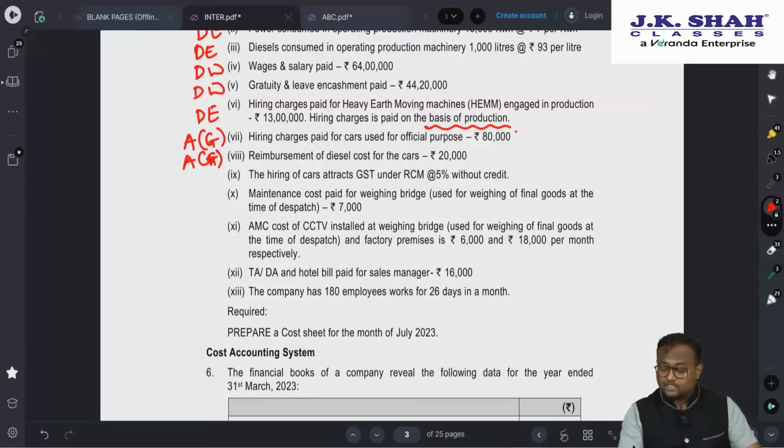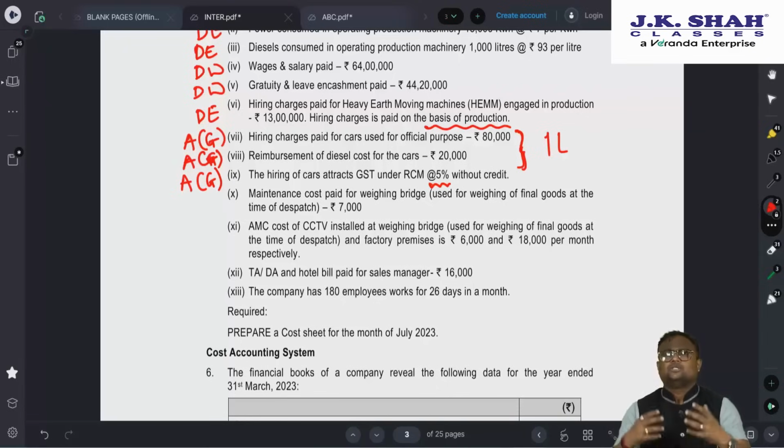That means you are basically spending 1 lakh on traveling, which has 5% GST without credit. Even GST will be part of admin general. If there was credit available, we would have ignored that 5% adjustment. Hire charges are 80,000, reimbursement of diesel cost is 20,000. That means total cost incurred for traveling is 1 lakh. So, 1 lakh plus 5%, 5,000 will be added as admin general.